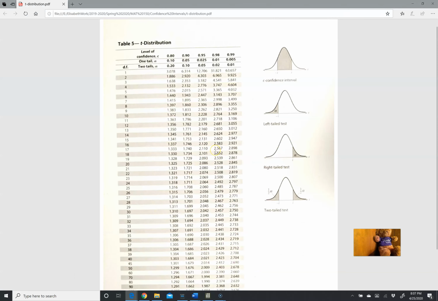Okay. So it's a 98% confidence level. So we go up here. So you're looking at this c, level of confidence, 98% confidence level. And our degree of freedom was 9. So we go down to the 9th row and we get 2.821.